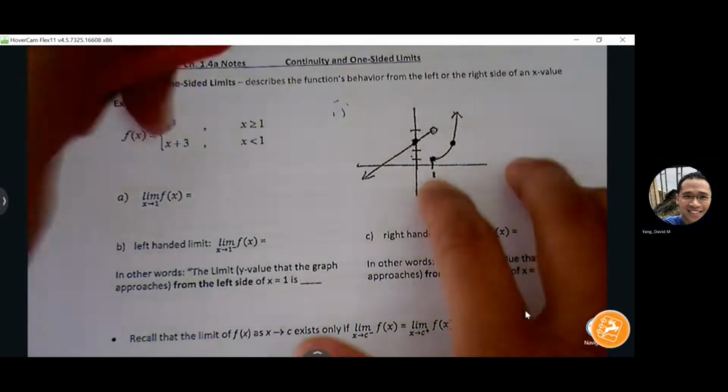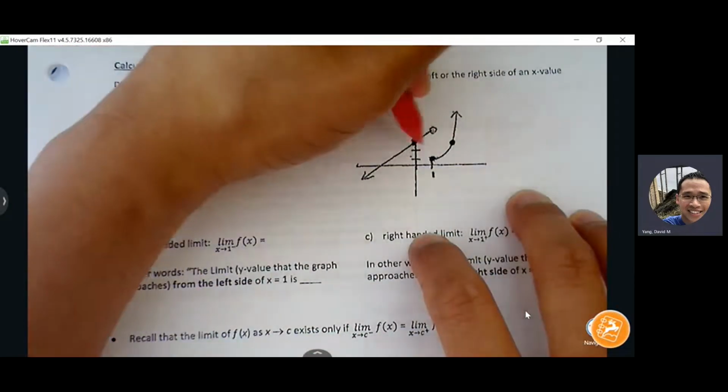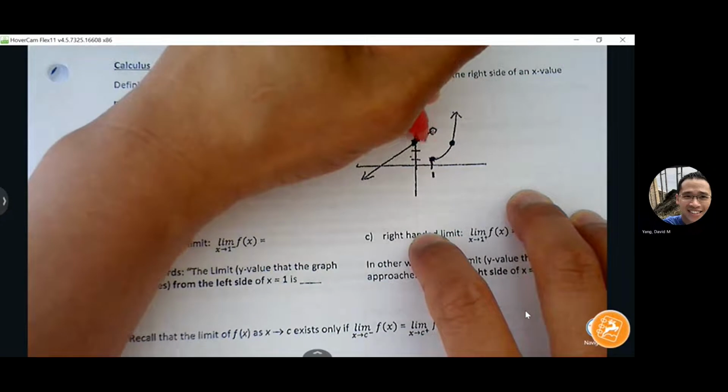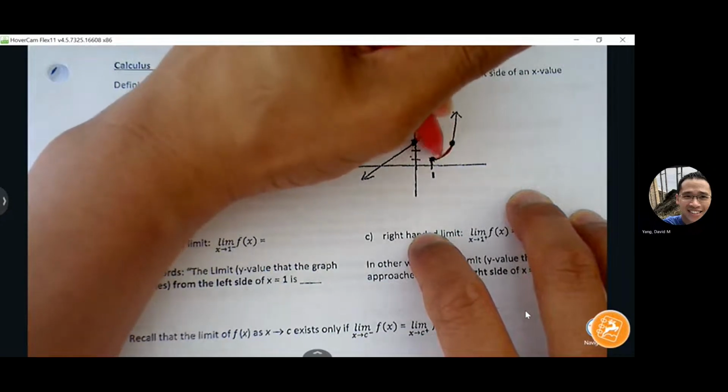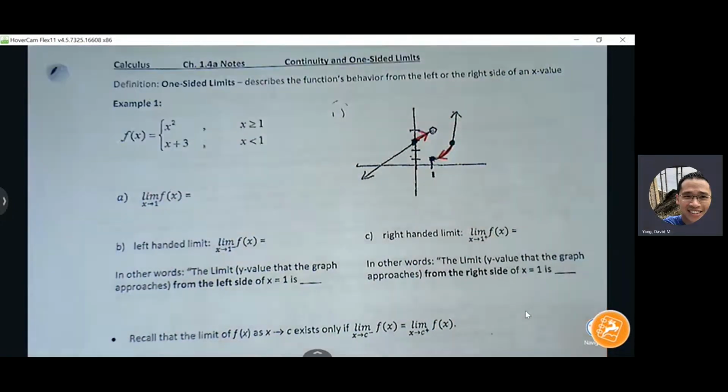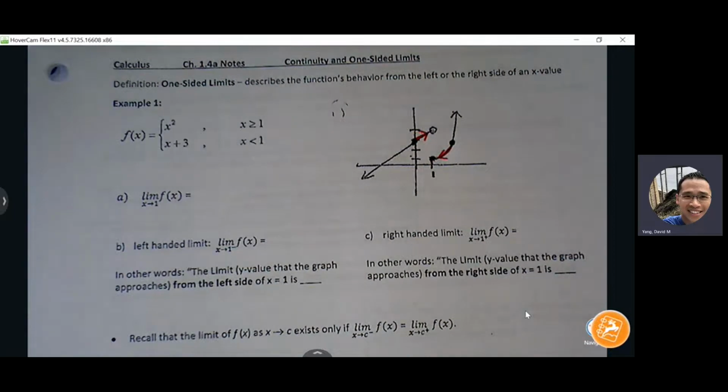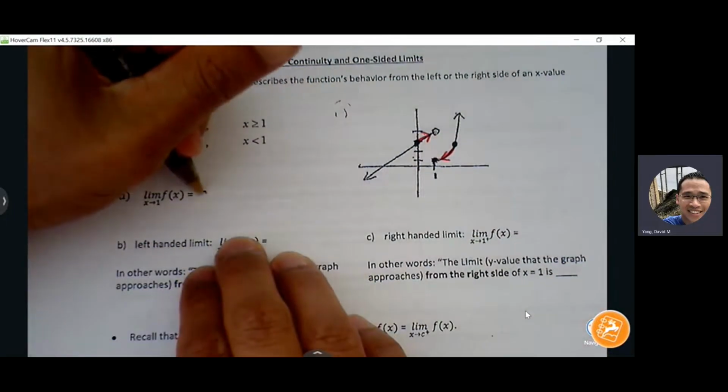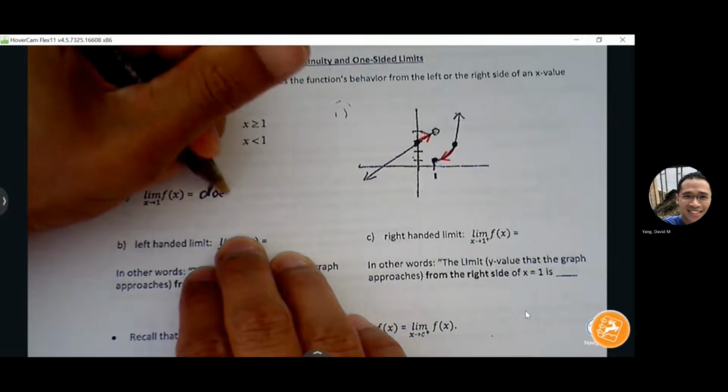And then from those points, we draw arrows towards our destination, towards 1. And what can we conclude just based off of what we know in the past? Limit does not exist. Okay, so limit does not exist.